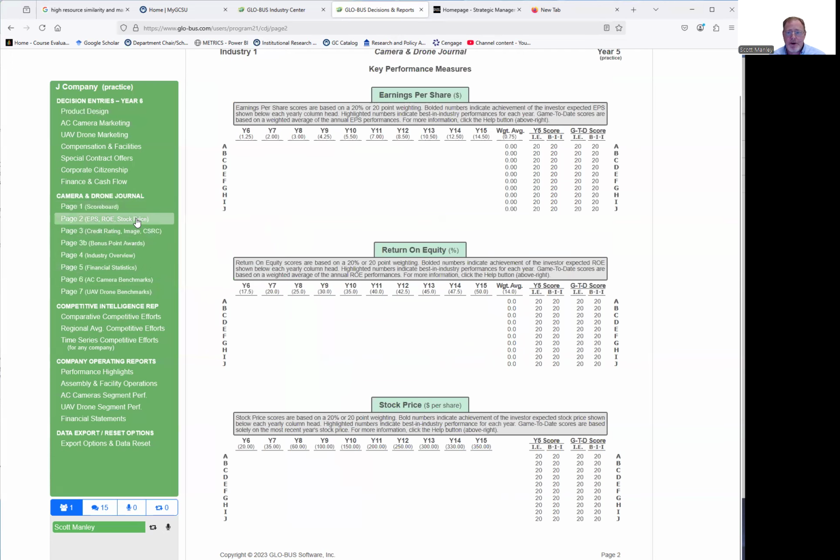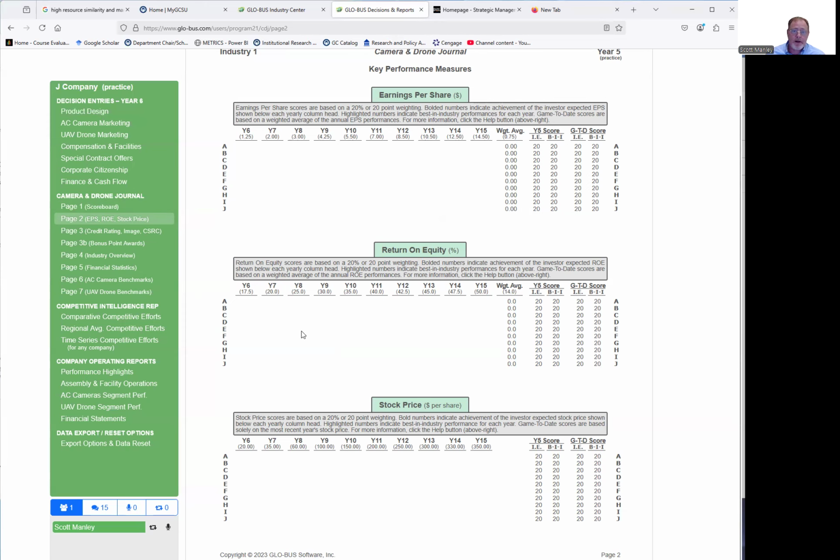So the first factor you're scored on is your earnings per share. Across the top, you'll see your investors' expectations for each of the years that we'll run the simulation. We'll probably cut off the simulation at year 13, which means that by the end of the simulation, the investors' expectations will be $10.50 per share. In the current year, the investors' expectations are $1.25. Historically, you've made 75 cents per share. So you can see the investors' expectations go up every year.